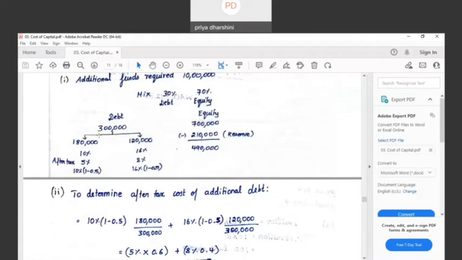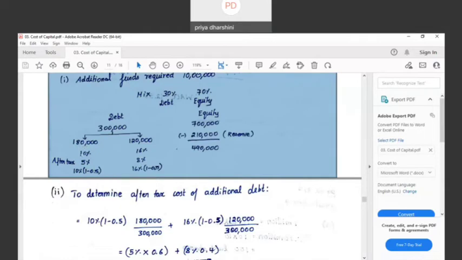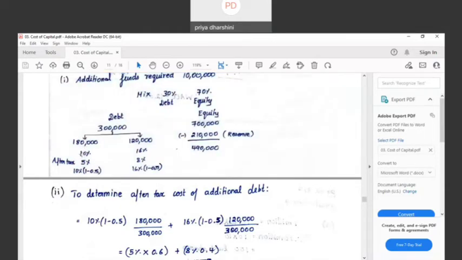For 3 lakh of debt, they have given the cost of debt. Up to 1,80,000, it is 10%. Beyond 1,80,000, it is 16%. How much is total debt? 3 lakh. Out of 3 lakh, for 1,80,000 the cost of debt is 10% before tax. Beyond 1,80,000, it is 16%. How much is the debt beyond 1,80,000? Total debt is 3 lakhs, 1,80,000 is at 10% cost, which means how much is beyond 1,80,000? 1,20,000. For that, the cost is 16%. These both costs, 10% and 16%, are before tax.